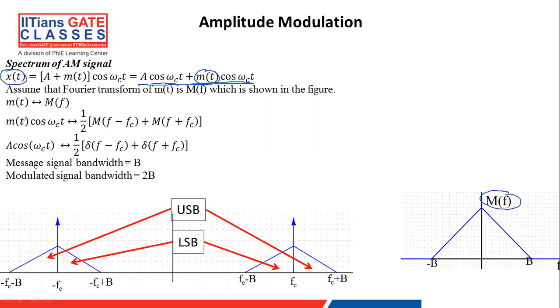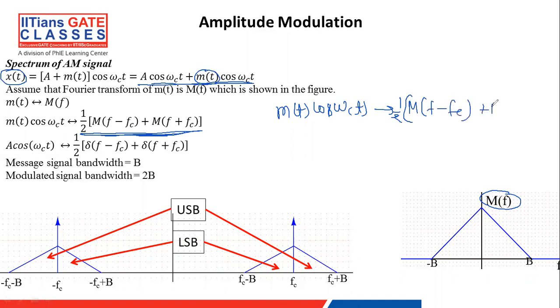So here, m(t) cos ωct, if you take its Fourier transform, it will be like this. Here again, I have taken this from signals and systems. Whenever there is a signal m(t), you multiply it with cos ωct, its Fourier transform will be a shifted version of M(f): 1/2 [M(f − fc) + M(f + fc)]. That's what I have written here.